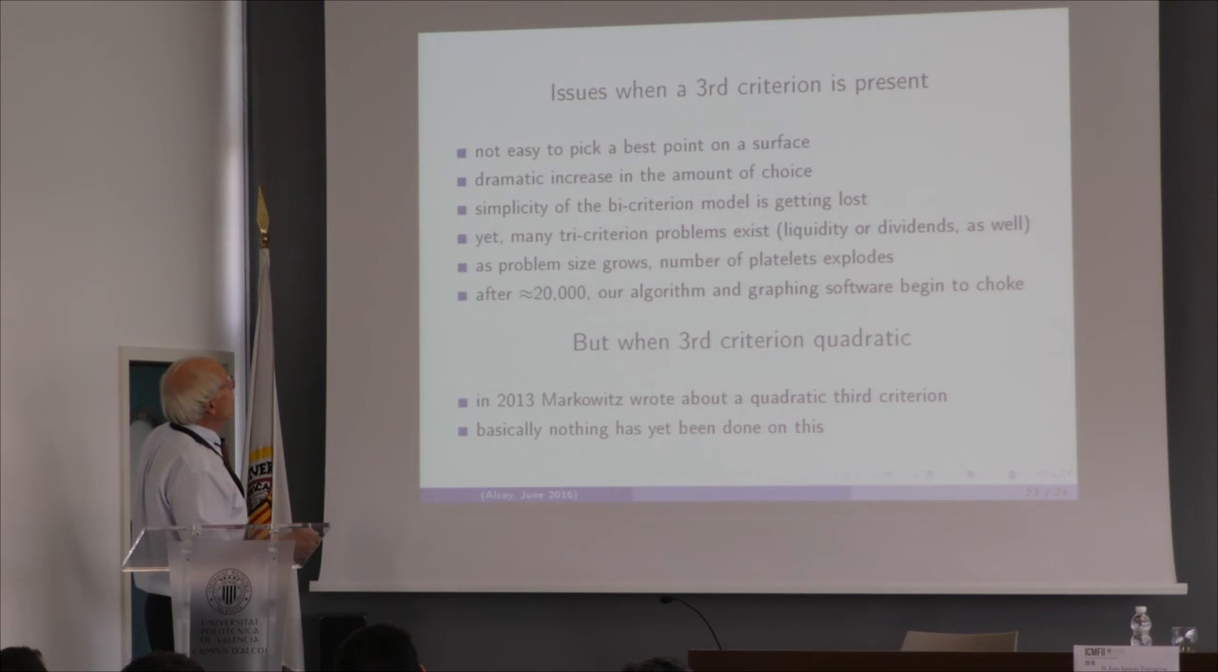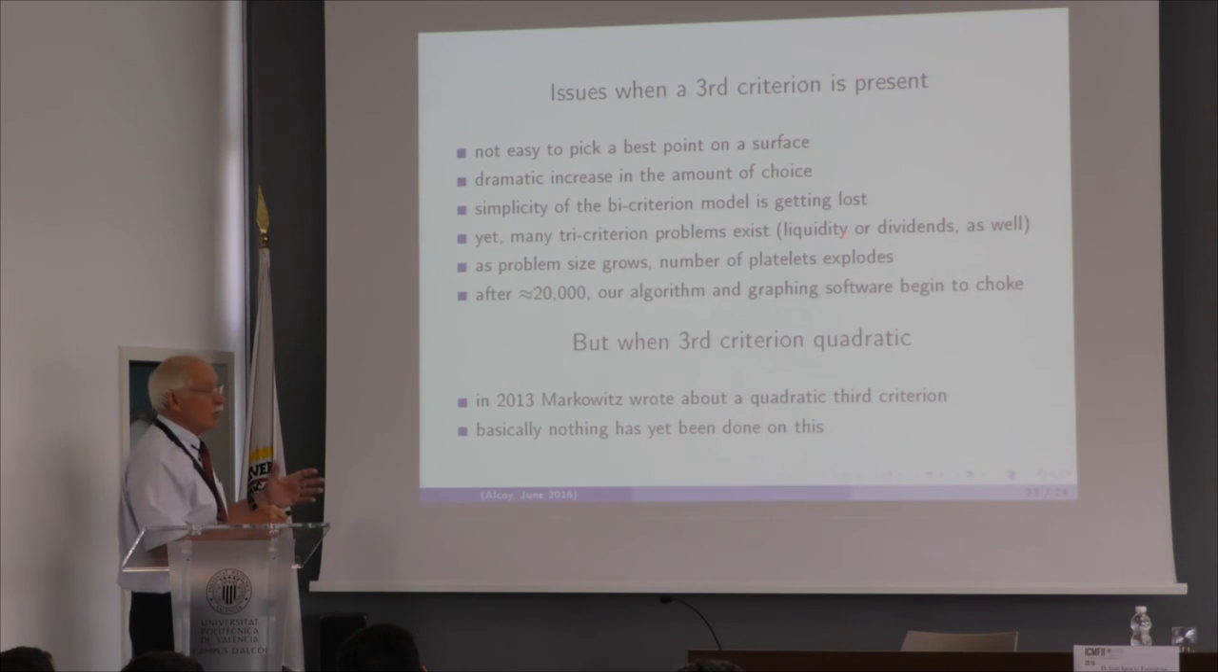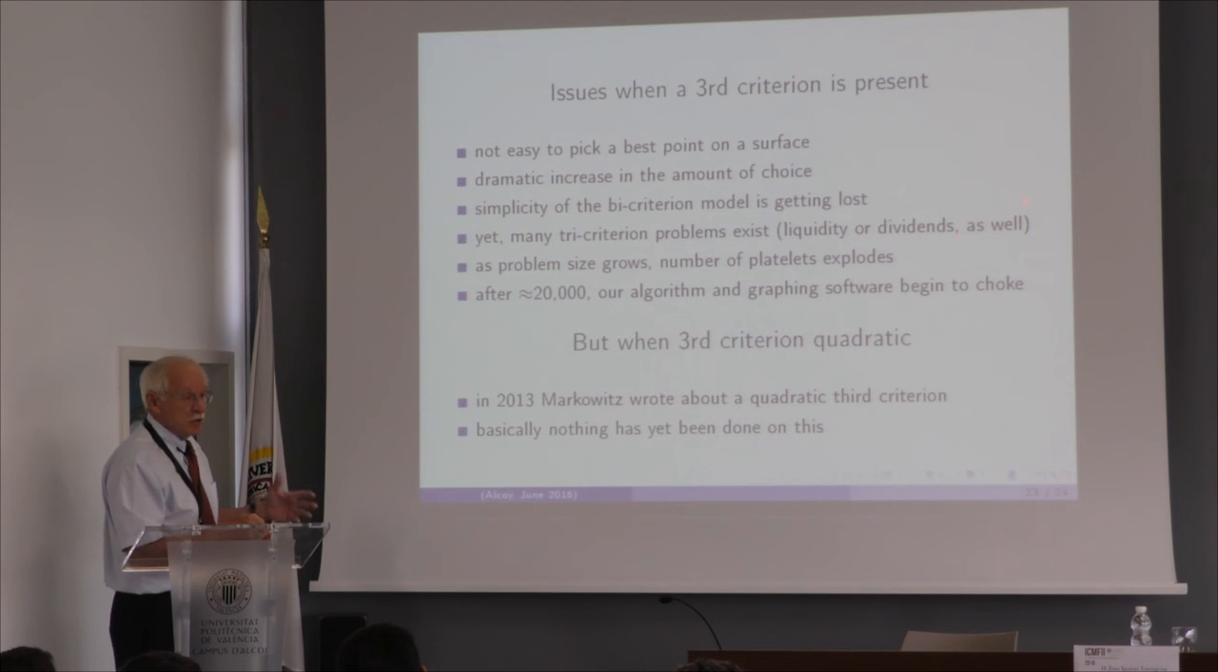Okay, what are the issues when there's a third criterion? It's not easy to pick a point off a surface. Okay, dramatic increase in the amount of choice. You know, the non-dominated surface dramatically increases in size. The simplicity of the bicriterion model gets lost just by going to that third criterion. Yet, many criterion problems exist in reality. You know, where the third criterion could be dividends, it could be liquidity, it could be sustainability, it could be other things. I mean, these problems are there.